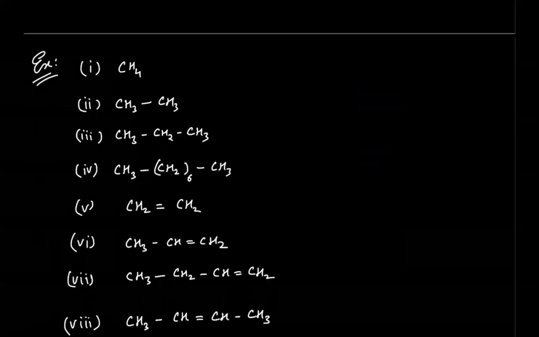Here is the first example, CH4. There's only 1 carbon in this, so we take the word root as meth. Since there are no double bonds in this, we take the suffix as ane. So the 2 parts are meth and ane.